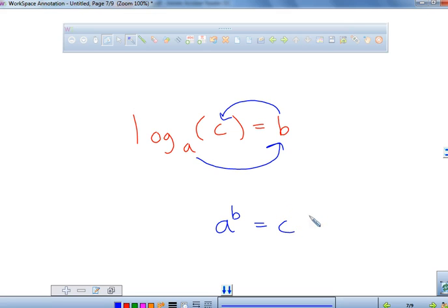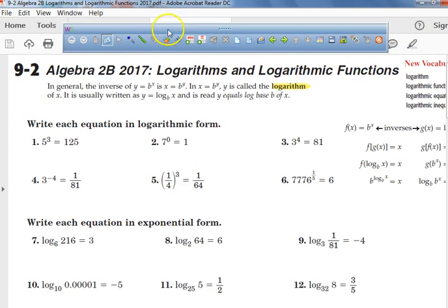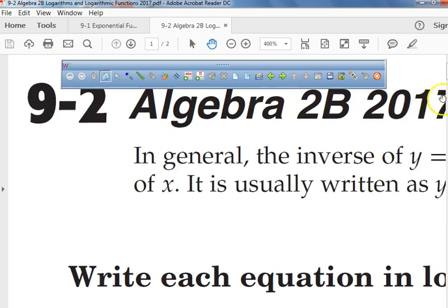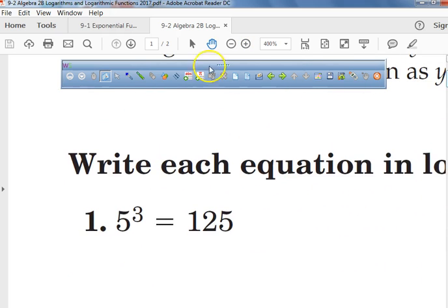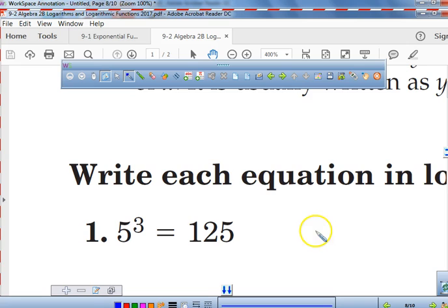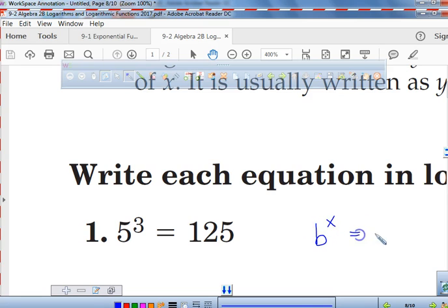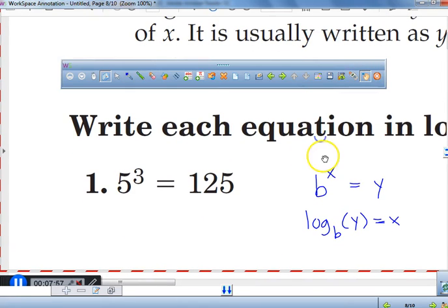All right? So what we're going to do is start practicing right now. Let's go. Zoom in on problem number 1. Everybody, right now we have B to the power of X equals Y. And we want to go to log base B of Y equals X. So we've got to write this equation not in exponential form, but in logarithmic form.